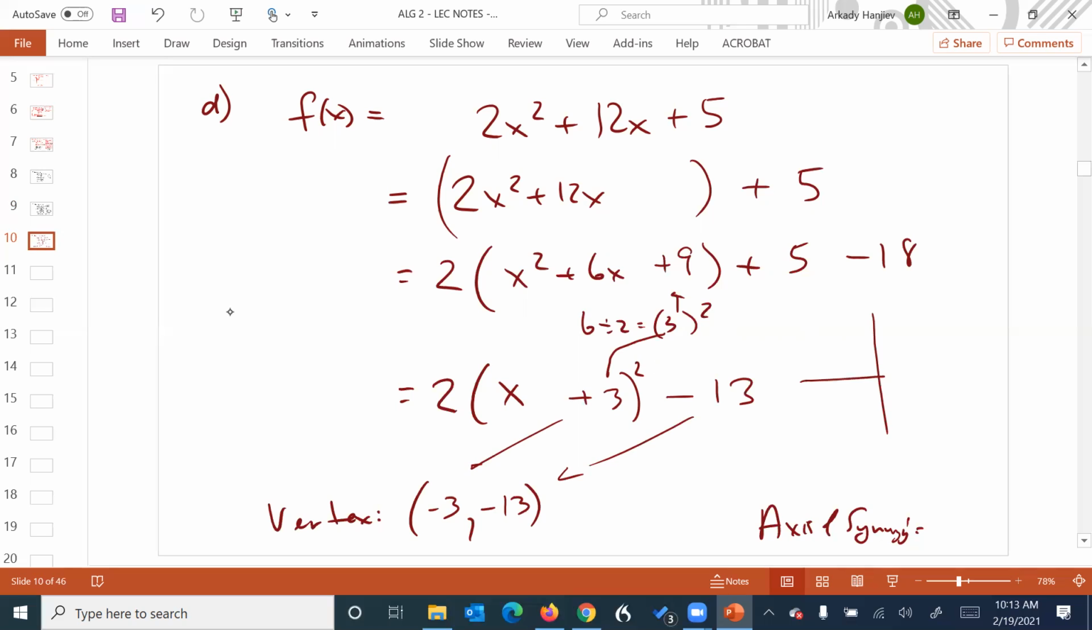So I know kind of how this graph looks, but the first thing I know is 1, 2, 3. The vertex is all the way down here. We good? That's one thing I know real quick. Second thing I know, this guy is facing up because that 2 is positive. I know this parabola is going like this. It's facing up. If it was negative, it would be facing down.